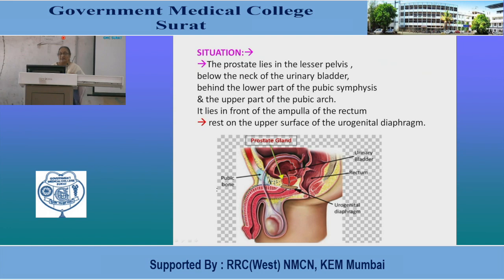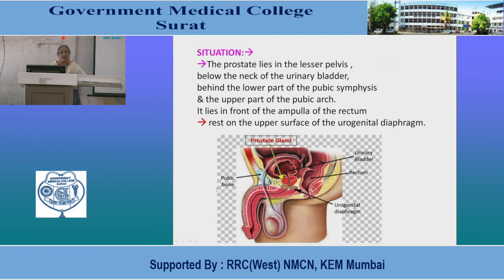It lies behind the lower part of the pubic symphysis and the upper part of the pubic arch, and in front of the rectum in the given diagram, specifically the ampulla of the rectum, which is the dilated part of the rectum. Between the urinary bladder and the rectum there is the pouch of Douglas, which we will do later. The prostate rests on the upper surface of the urogenital diaphragm.